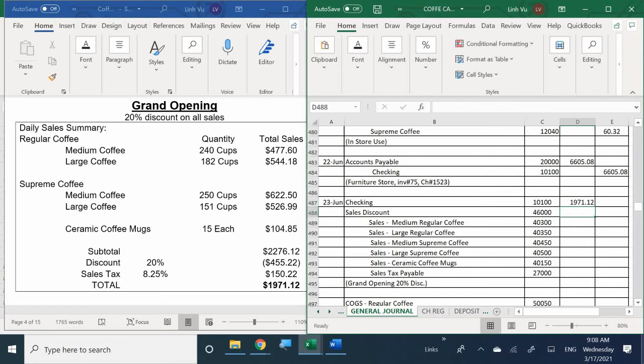My discount, 455.50. Sales of regular medium coffee, 477.60. My large regular coffee, 544.80. Medium supreme coffee, 62.50. My large supreme coffee, 526.99. And then my coffee mugs, 104.85, and my sales tax, 150.22.